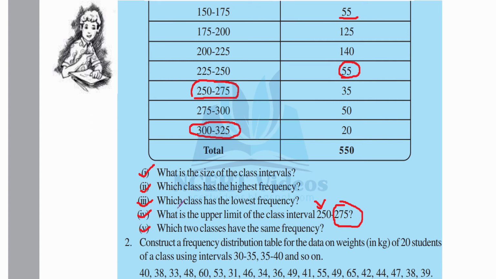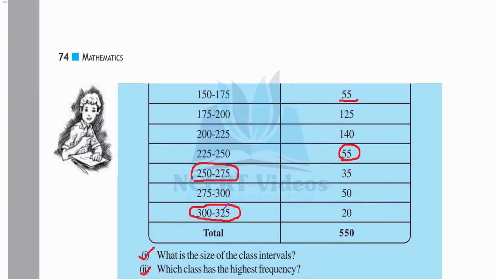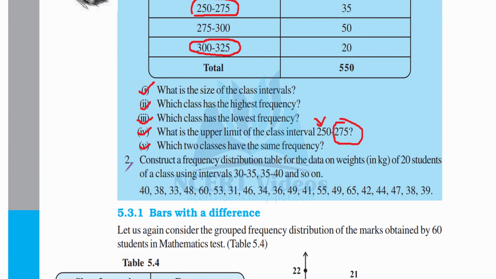So you see how easily we get meaningful data from the grouped frequency distribution. Second question asks, construct a frequency distribution table for the data of weights in kg of 20 students of class using interval 30 to 35, 35 to 40, and so on. So by this understanding, you can easily construct this question.